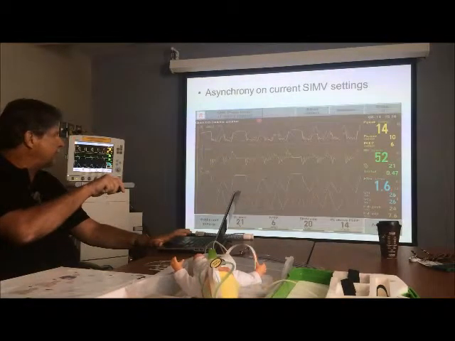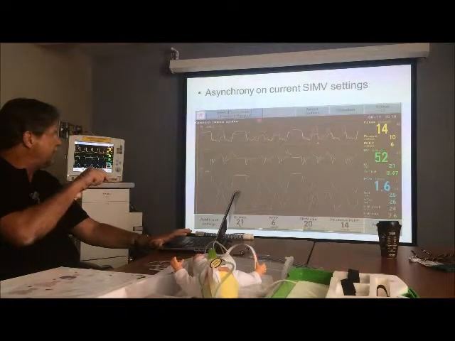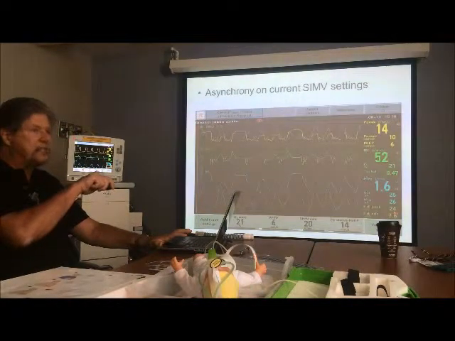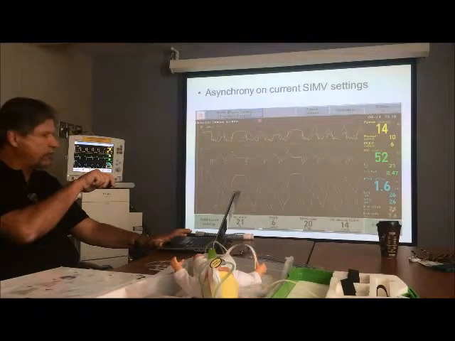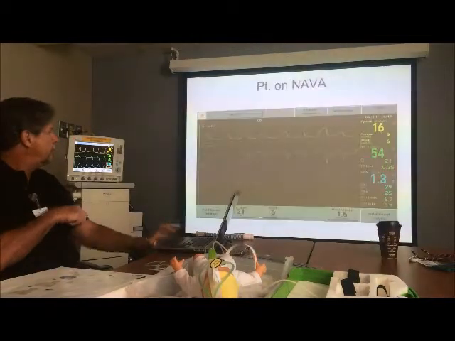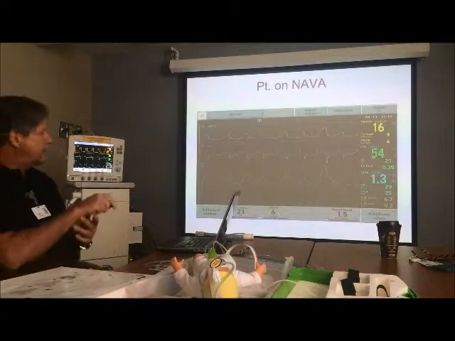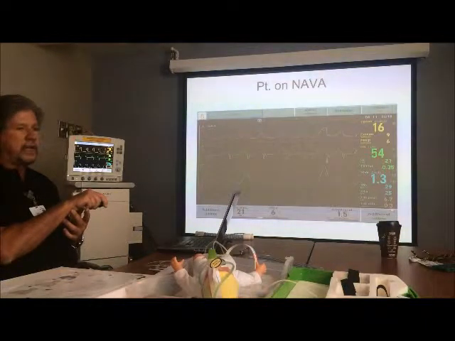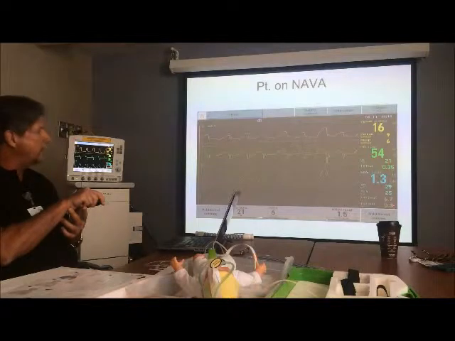See what his tidal volume is? That's the tidal volume being delivered by the mandatory breaths, okay? And that's his work, the amount of electrical activity needed to produce that tidal volume. Now he's on NAVA. Look at his tidal volume. Look at the amount of work that he's doing to create that tidal volume now. Significantly less work to move the same volume.